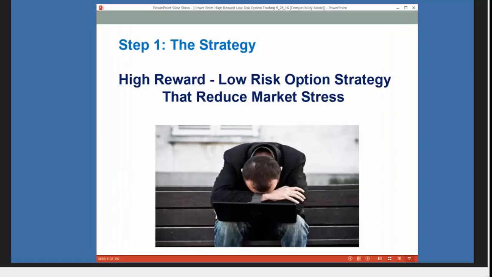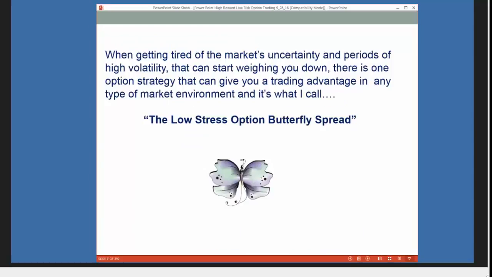Now, step 1 is this high reward, low risk option strategy, and it can really help you to reduce your market stress. When you're getting tired of market uncertainty, where the market's up one day, down the next, and periods of high volatility, that can really start to weigh you down. There's one really great strategy that can give you a trading advantage in any type of market environment, and I call it that low stress option butterfly spread.